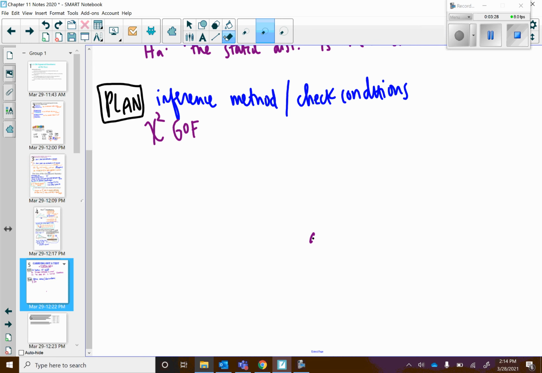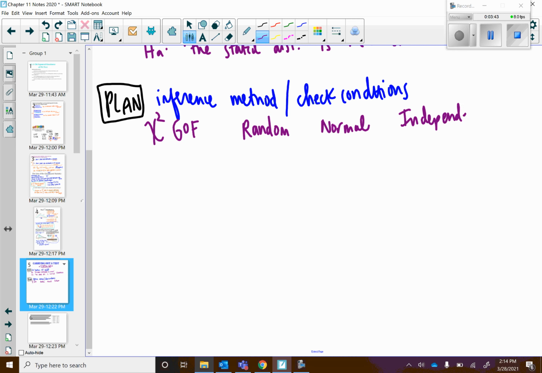If we think about what we know about our conditions for our previous significance tests, we had random, normal, and independent. But if we think about chi-squared, that graph was clearly not normal, right? It was skewed to the right. So we actually don't have the normal condition anymore. We are going to replace this normal condition with something called the large sample size.